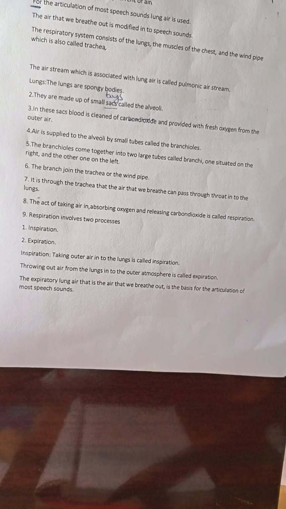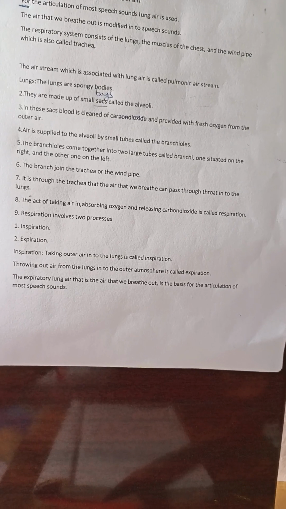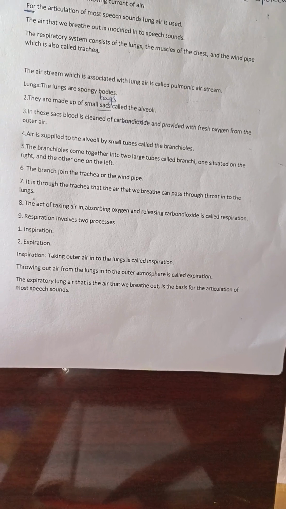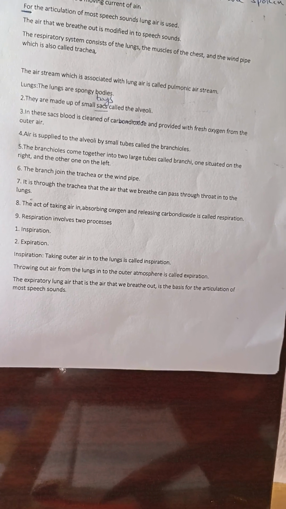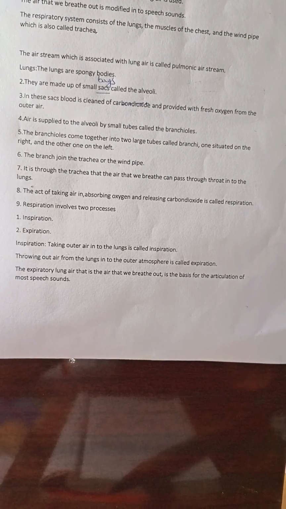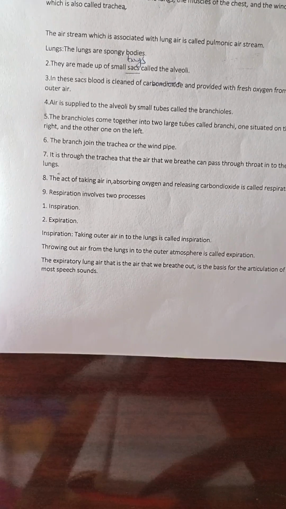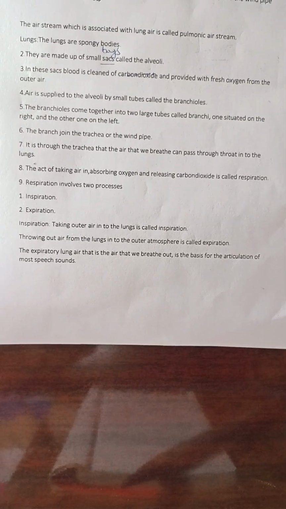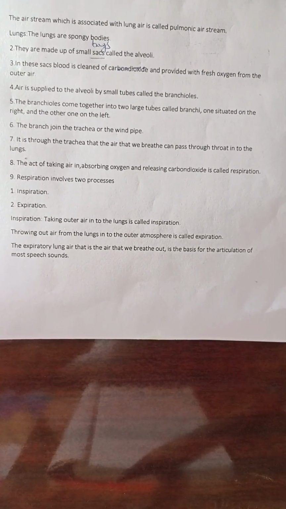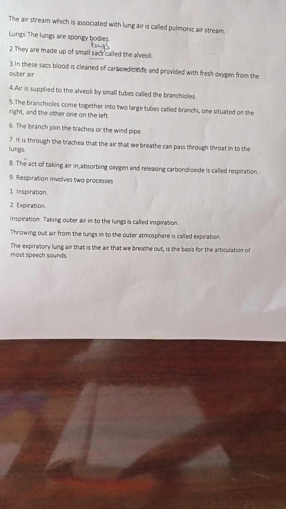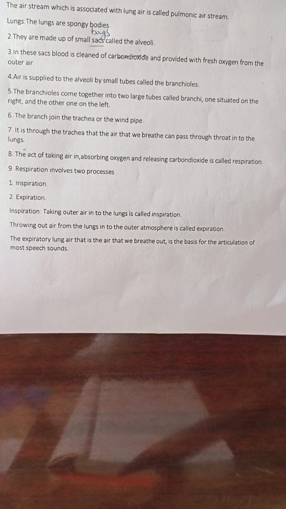Air is supplied to the alveoli by small tubes called bronchioles. The bronchioles come together into a large tube called bronchi, one situated on the right, the other on the left. So this bronchi is divided into two, one on the right side and the other on the left side. The branches join the trachea, or the windpipe.